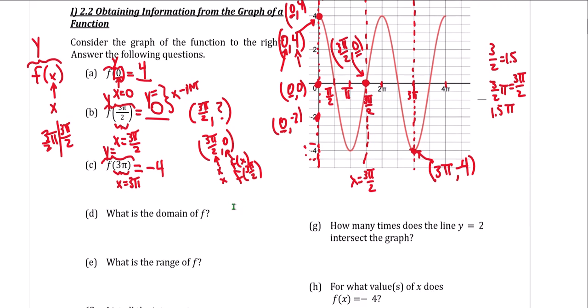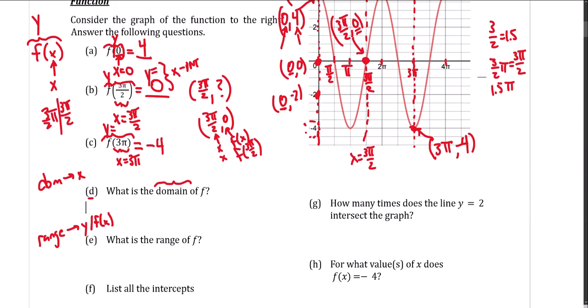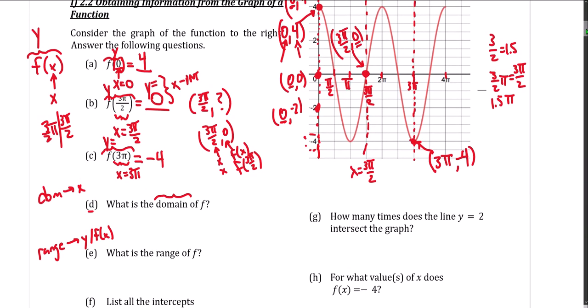In example D, the question is asking us for the domain of f. The domain of f, that's what we need here. Remember, domain is all of the allowable x values, all of the possible x values, all of the x values that make up the graph of the function. Domain are the x values. Range, as we are asked in item E here, range are the y or f of x values. So in the case of example D, we are being asked for all of the x values that appear on this curve, all of the x values that this curve sort of covers.